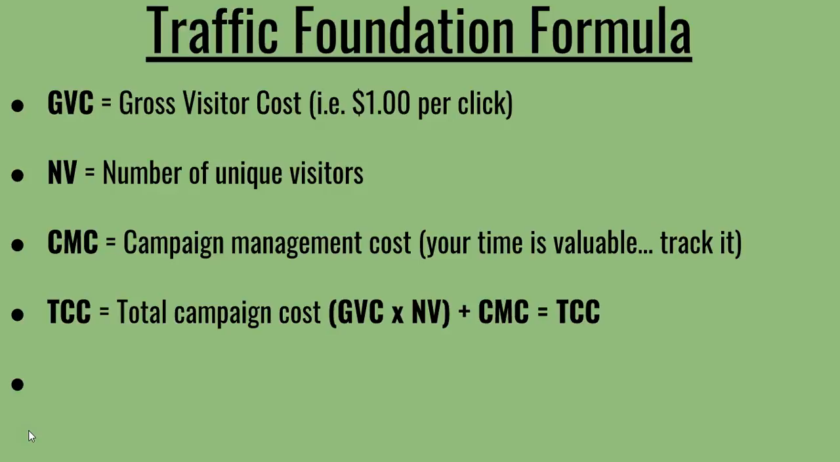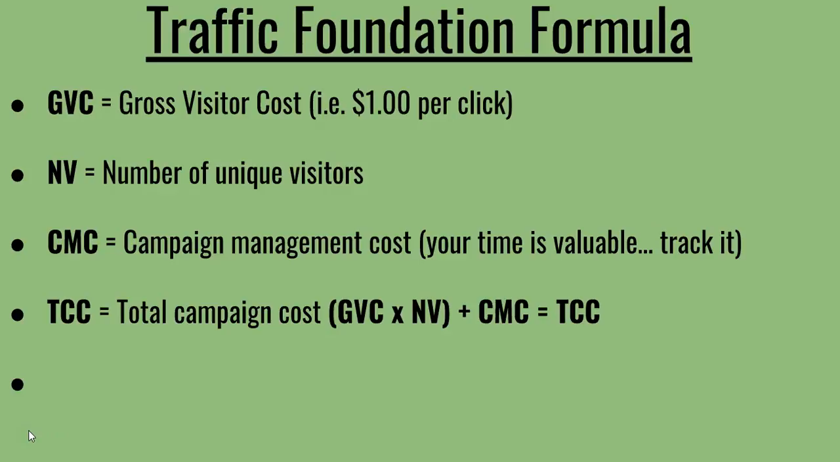CMC is the campaign management cost, and this is the cost it takes to manage each of your campaigns. Organic campaigns take time to manage. So do your paid traffic campaigns. And if you're running that campaign, or you're having someone else running the campaign for you, that is a cost either to you in time if you're running it. And remember, time is money. And if you're having someone else running it, that's a cost to you in money.